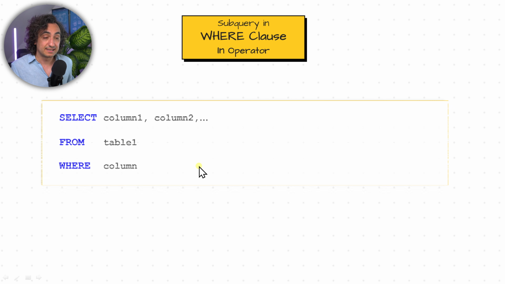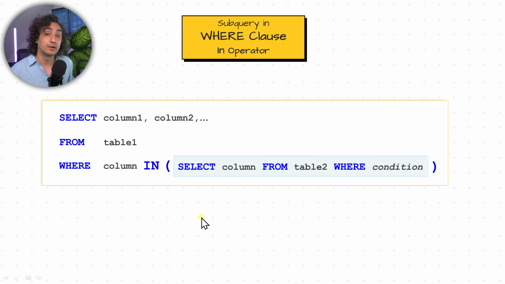So we start with the classic stuff where we say, okay, we would like to retrieve column 1, column 2 from table 1, and we want to filter the data based on a column from table 1. Now after specifying the column, we're going to use the IN operator, and after that we can specify static values, but since we are talking about subqueries, the values are going to come from another query. So here we have another SELECT statement from table 2, and we filter the data for this query, and now the result of this subquery is going to be used in order to filter the data using the IN operator.